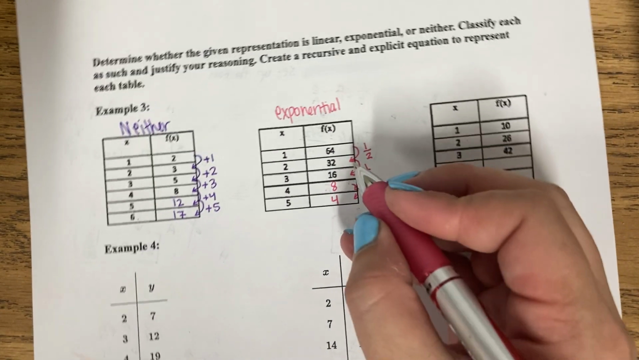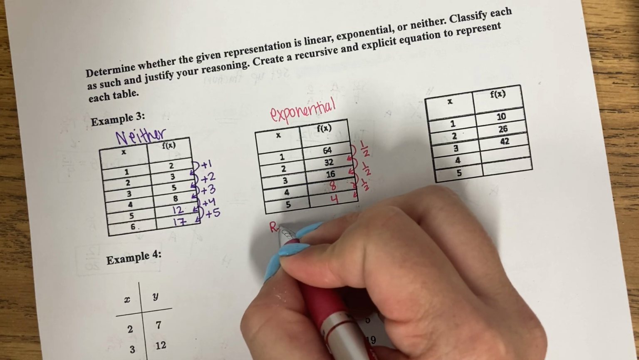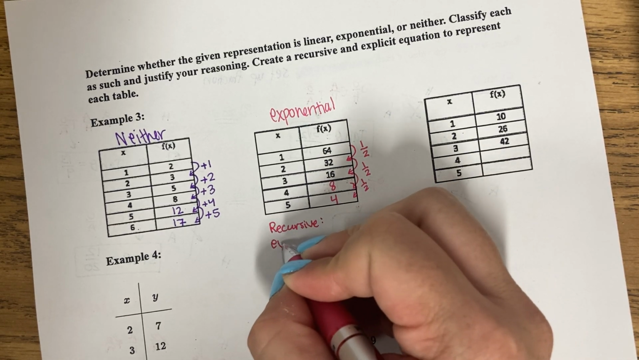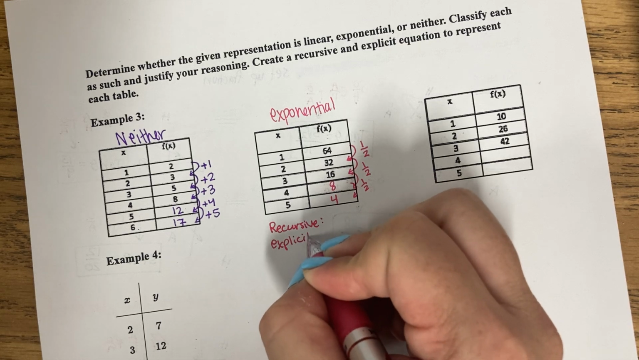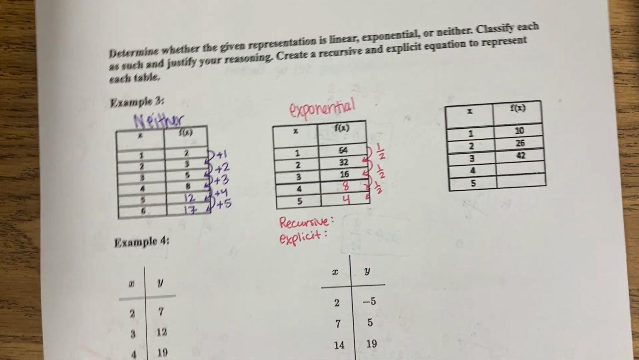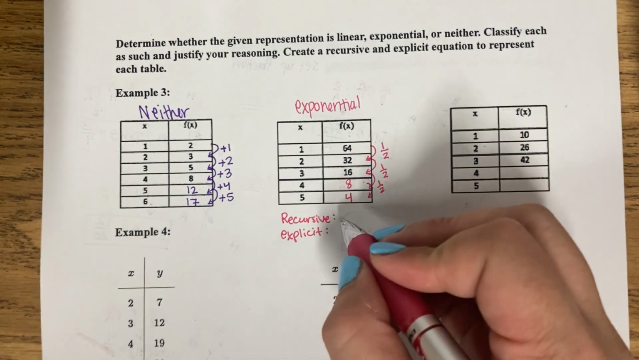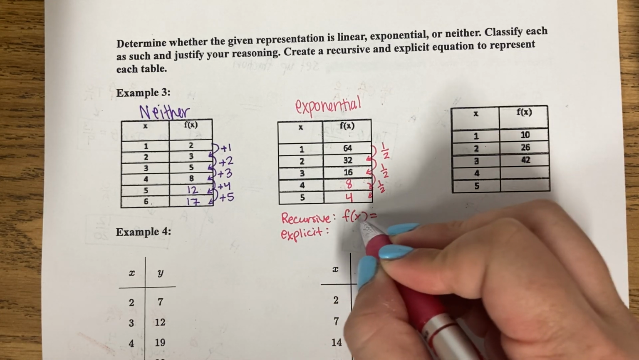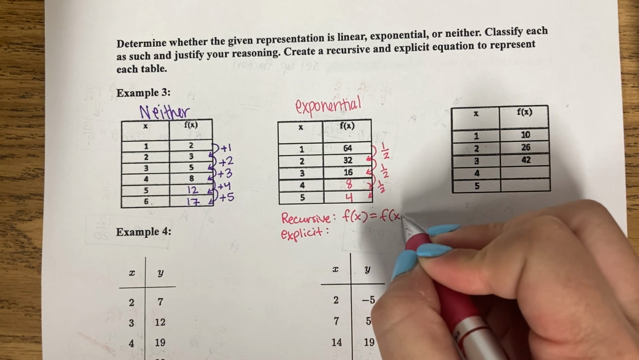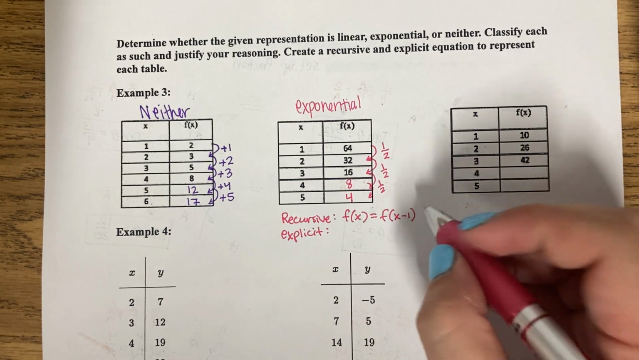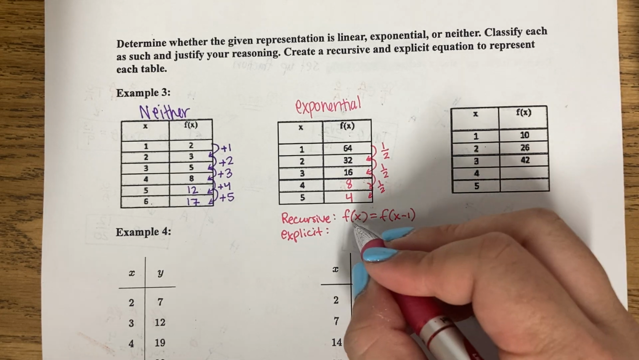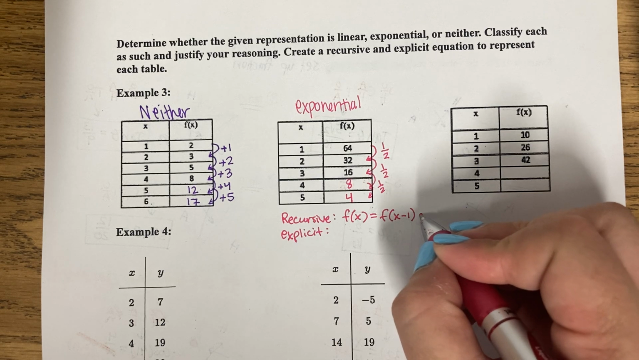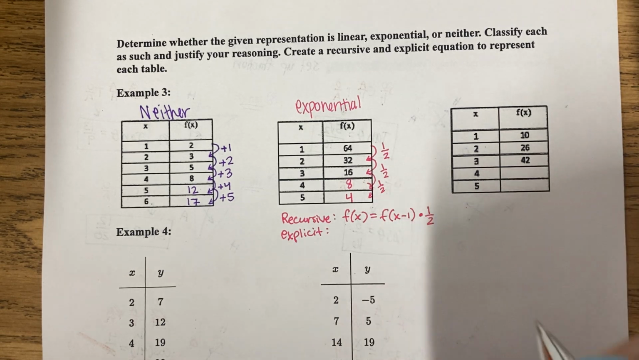And then we're going to write the recursive and the explicit. It's been a little while, so we'll see how well you remember these. So recursive means f of x. We write f of x equals f of x minus 1, and then I write my pattern at the end. So this will be the same every time for recursive, and then at the end I put it's timesing by a half.